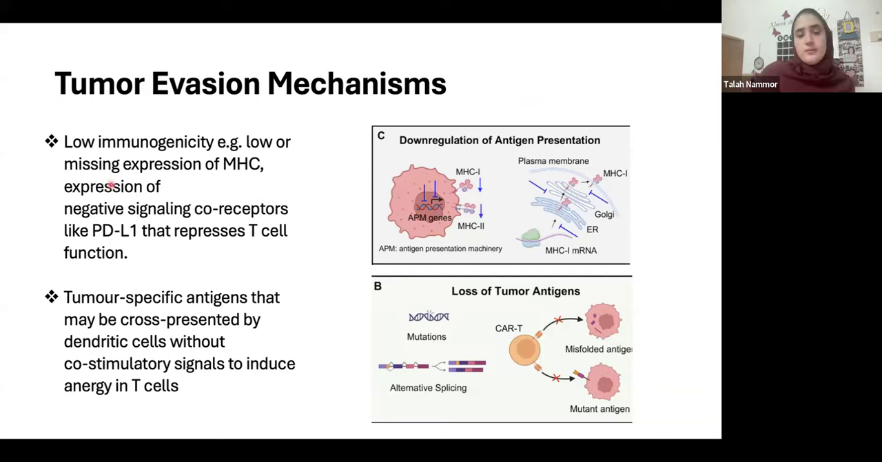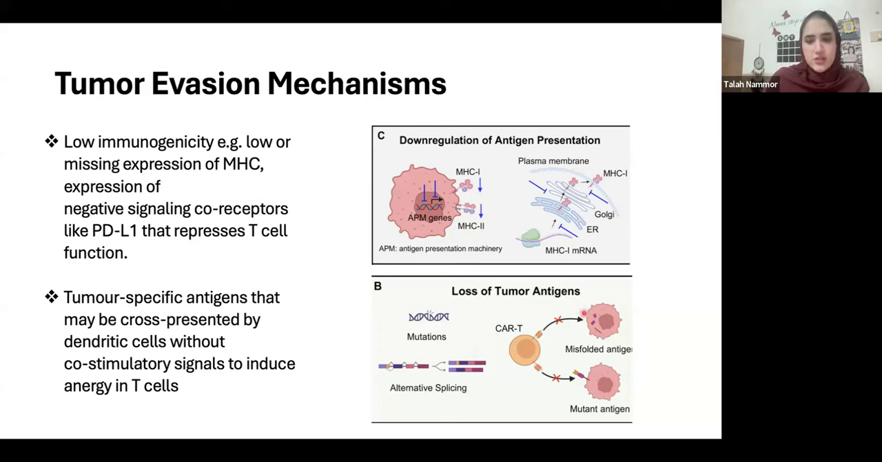One of the ways that the tumor can evade the immune system is by low immunogenicity. They don't express MHC, basically. If they don't express MHC1, the immune system cannot detect it. So basically, downregulation of antigen presentation. They don't have a lot of MHC1 and MHC2, so the body can kind of not recognize the cell, all right?